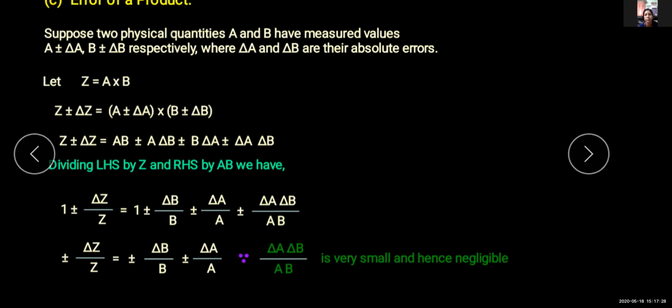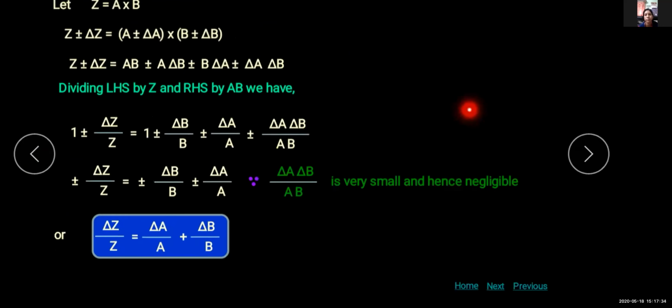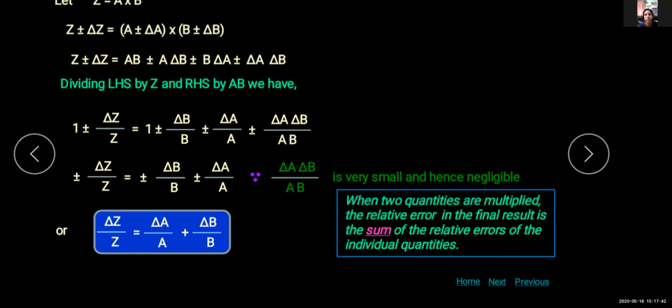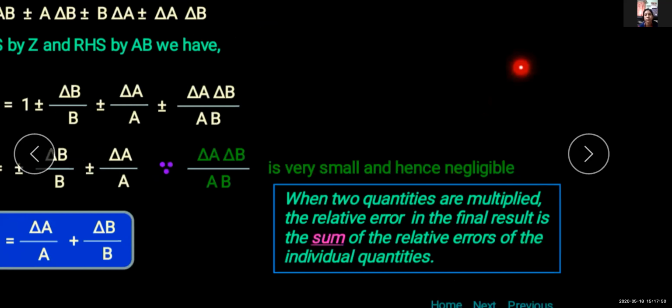Since delta A delta B upon AB is very small, it can be neglected. Okay, so we will get the equation delta Z upon Z equal to delta A upon A plus delta B upon B. So when two quantities are multiplied, the relative error in the final result is the sum of the relative errors of the individual results.